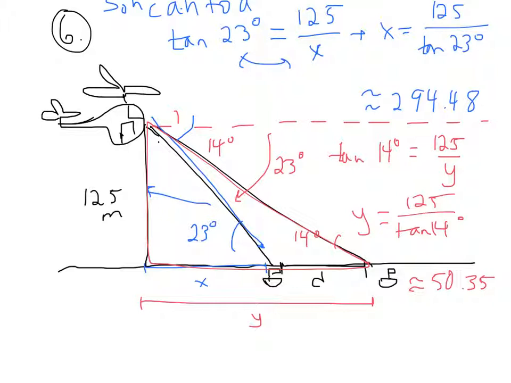Subtracting those two values, we will arrive at our final answer of D, which is 206.87 meters. That's 206.87 meters, and that will be your final answer.